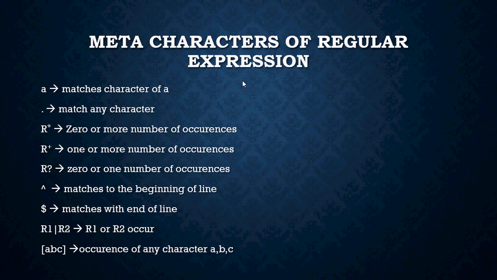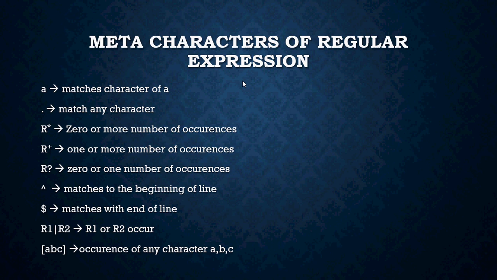R1 bar R2 is the alternative representation, meaning either R1 or R2 will occur. When I put A, B, C in square brackets, any one of the characters A, B or C appears only one time. Either A or B or C will appear.